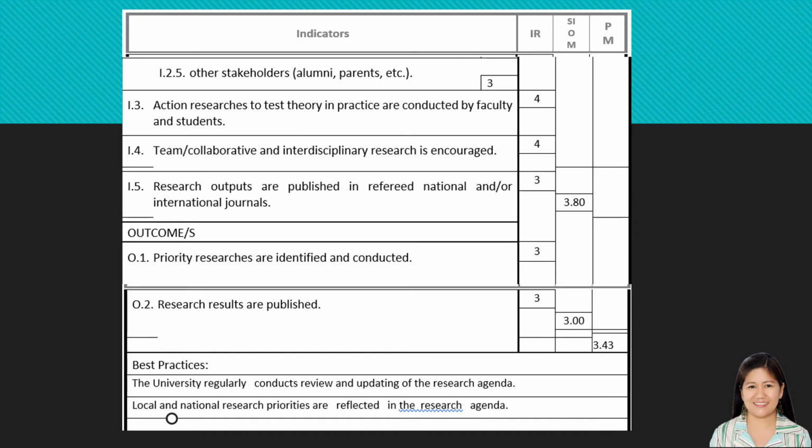Sa outcome, at meron pa pala, research outputs are published in refereed national and or international journals. So, pwede tayong mag-provide ng hard copy, screenshots galing sa internet or Google Scholar or whatever na na-publish natin online yung ating mga papers.